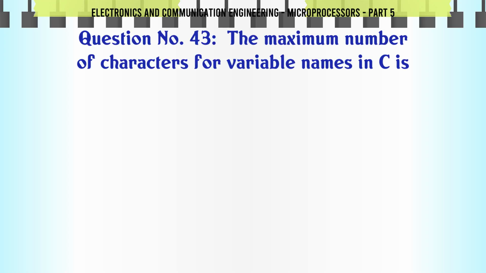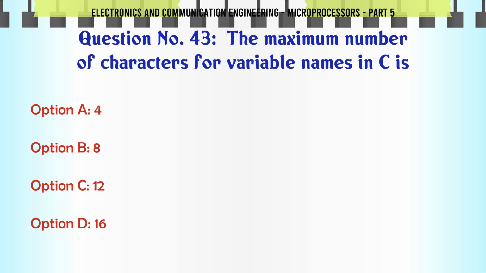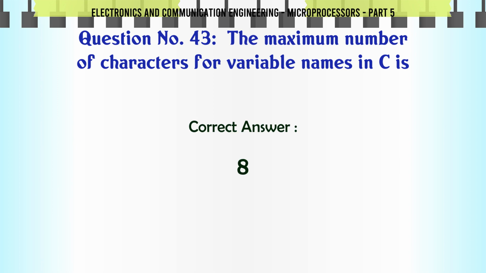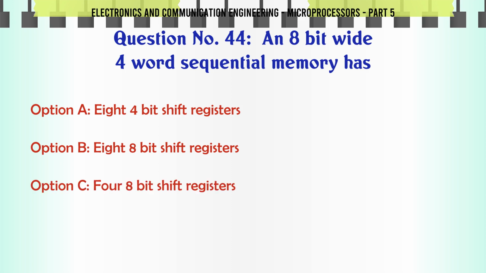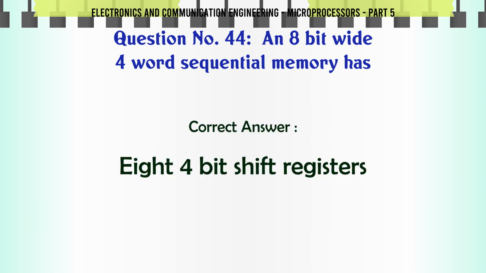The maximum number of characters for variable names in C is A. 4, B. 8, C. 12, D. 16. The correct answer is 8. An 8-bit wide 4-word sequential memory has A. 8 4-bit shift registers, B. 8 8-bit shift registers, C. 4 8-bit shift registers, D. four 4-bit shift registers. The correct answer is 8 4-bit shift registers.